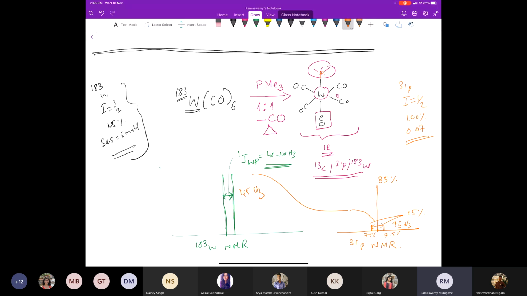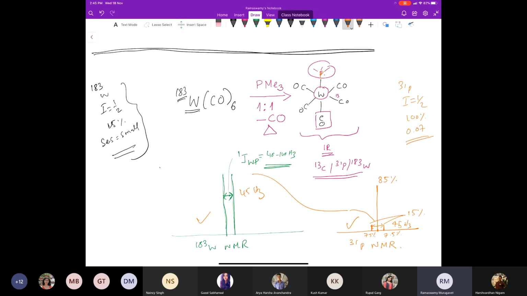In one case, you are recording 183W. In the other case, you do a 31P. In the case of tungsten NMR, no confusion. All 183 tungsten will have a 31P as a partner, so we'll get a simple doublet, move on.